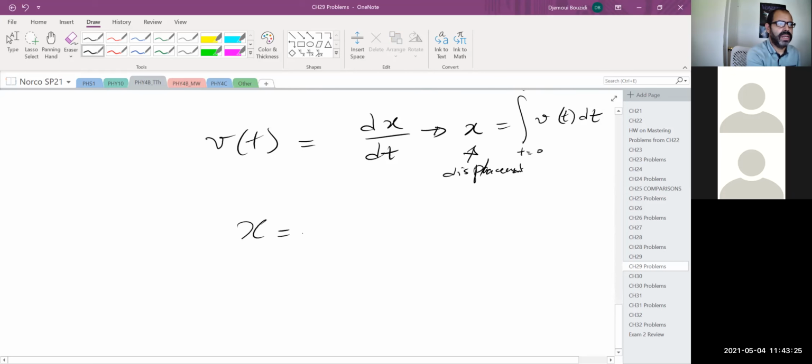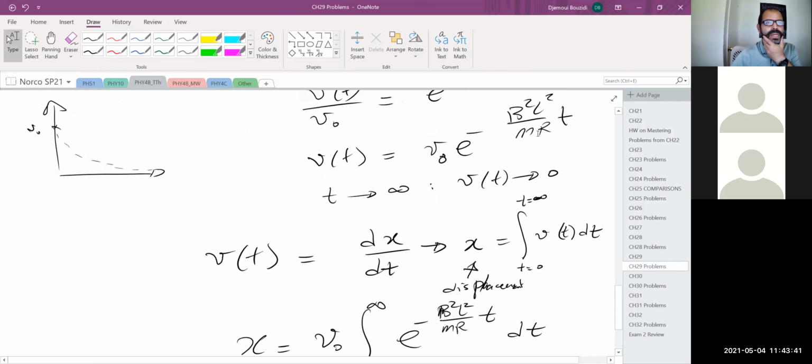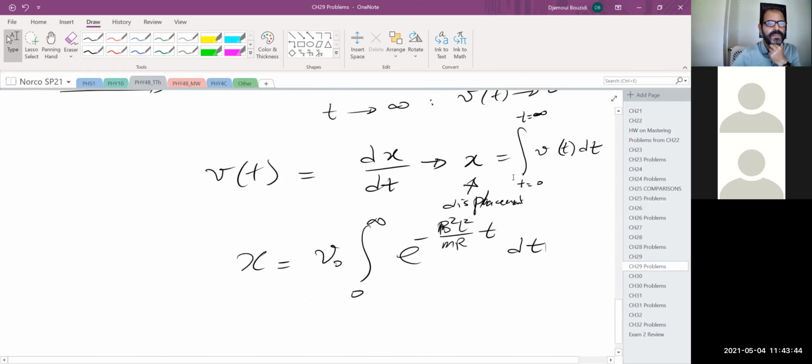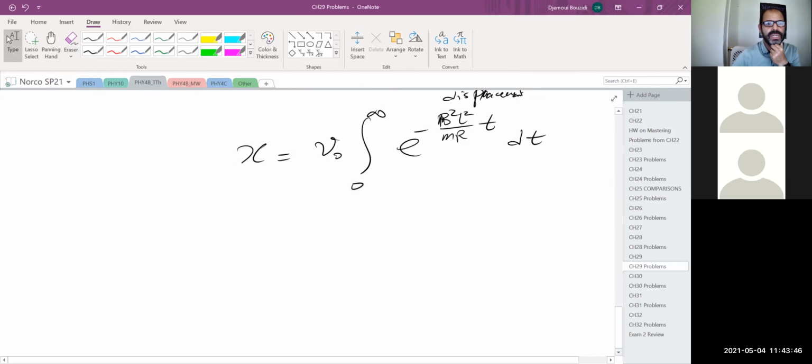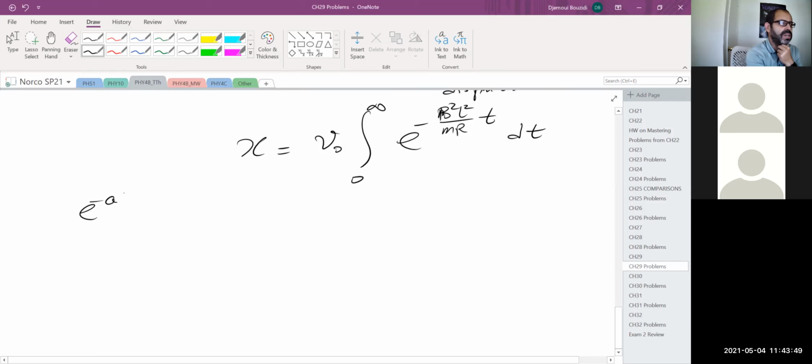So x, not x of t, this is the finite value. So this is a bounded integral from 0 to infinity of exponential of negative b squared L squared over mr t dt. So basically I substitute the value that I have in here for this velocity. Now the integral of the exponential is the exponential itself. Basically we know that for the exponential of minus at dt, the antiderivative is negative 1 over a exponential of negative at. Because if I take the derivative, I will find that same expression. The negative cancels the negative and the a cancels the a, and you will be back to the exponential.